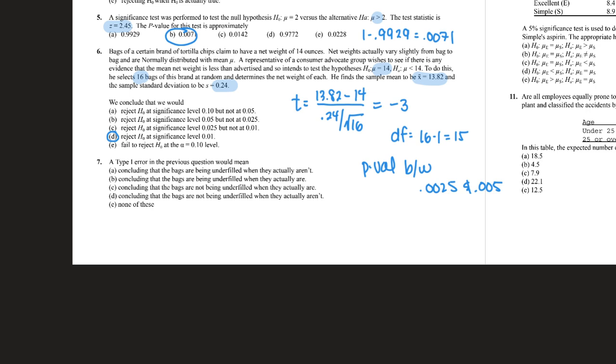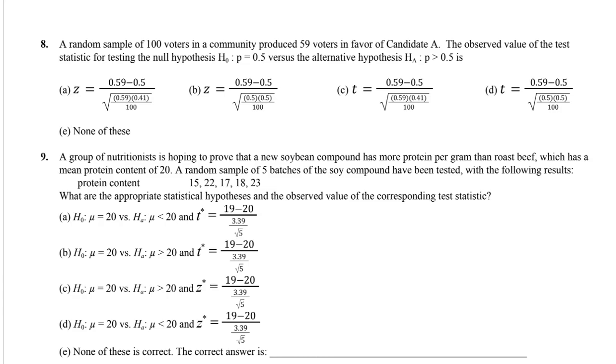Number 7 says a type 2 or type 1 error in the previous question would mean, so remember type 1 is when you reject the null but the null is true. So we would conclude that the bags are being underfilled when they actually aren't. So that's going to be A. So concluding that the bags are underfilled when they actually aren't.